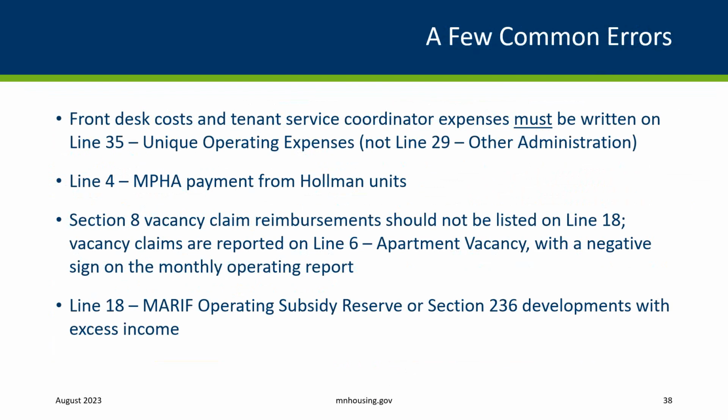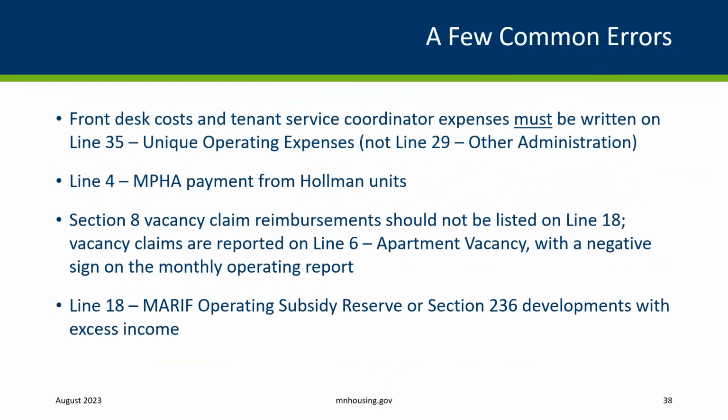The common error is to include both on line 1, apartment rent potential. The monthly amount of rent charged for the non-Holman units is all that should be reported on line 1. Section 8 vacancy claim reimbursement should not be listed on line 18. Vacancy claims are reported on line 6, apartment vacancy, with a negative sign on the monthly operating report.